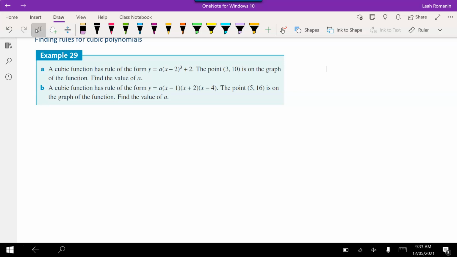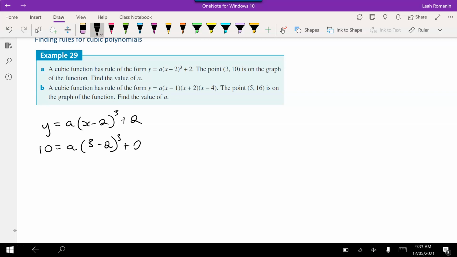Okay, so finding rules. A cubic function has the rule of the form y equals a(x minus 2) cubed plus 2. So I've got a point of inflection graph here, but I've been given the point of inflection, which is quite lucky. They've given me the point (3, 10), which is on the graph, and I need to find a. So what do I need to do with my (3, 10)? Sub it in. Good. So I've got 10 is equal to a, my x coordinate is (3 minus 2) cubed plus 2. And then I'm just going to solve.